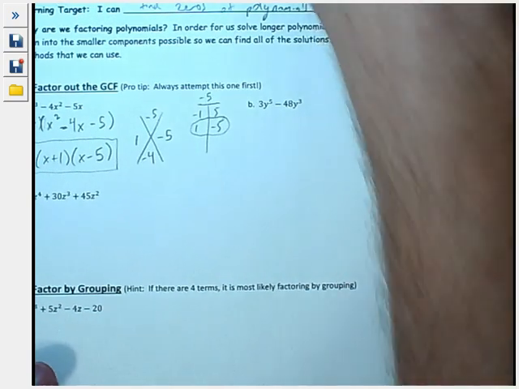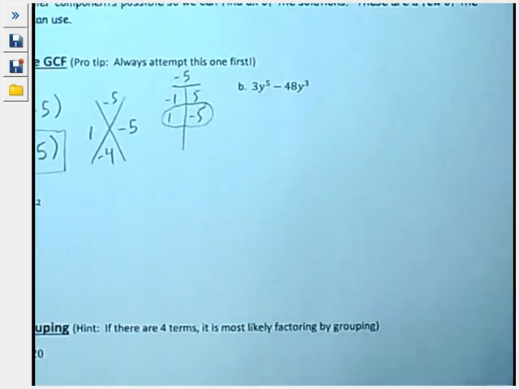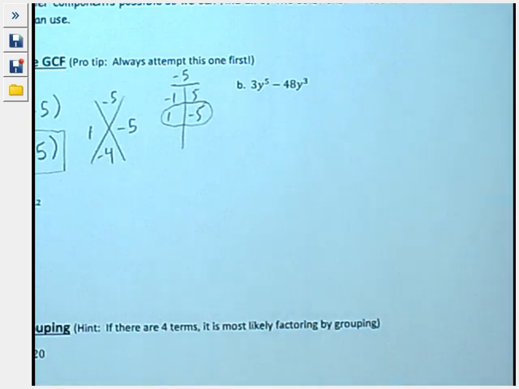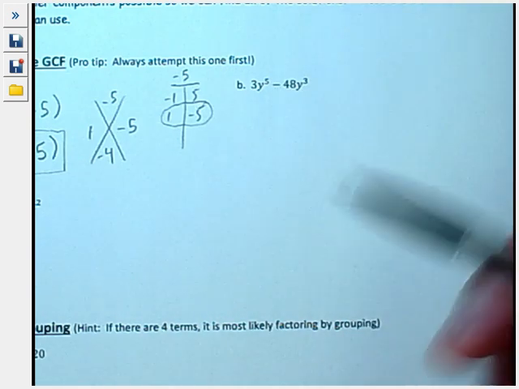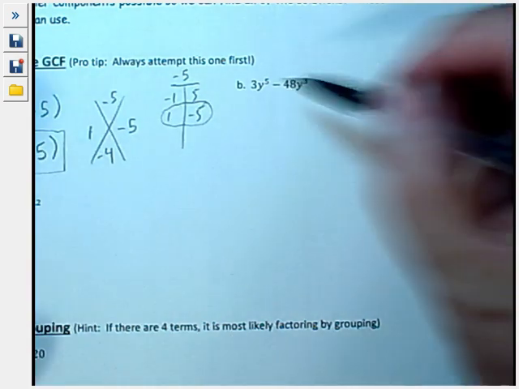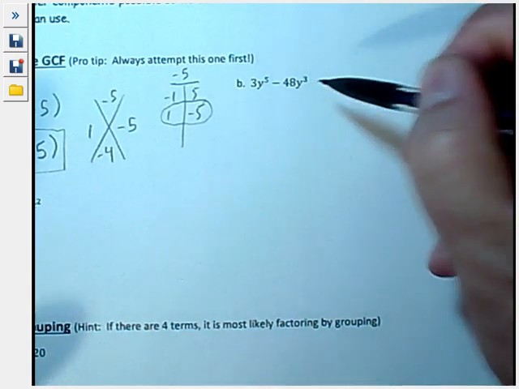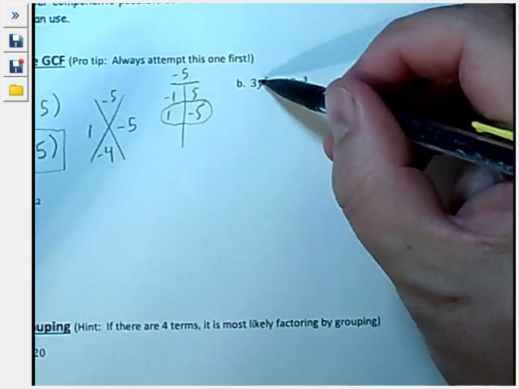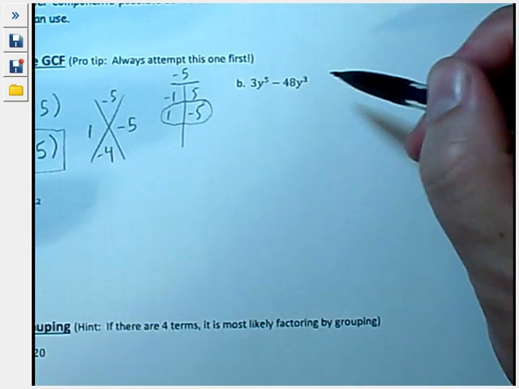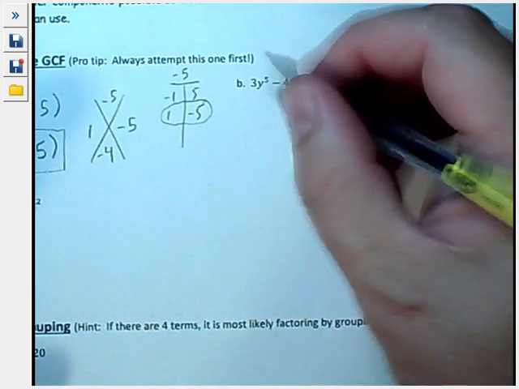Zoom in on this one right here. We've got 3y to the 5th minus 48y to the 3rd. And we're going to try and figure out what can be removed from both of these terms to make this smaller and more factorable. We see that they both have y's, so we know we can remove y's. And then 3 goes into 3, and 3 also goes into 48. So we can remove at least a 3.